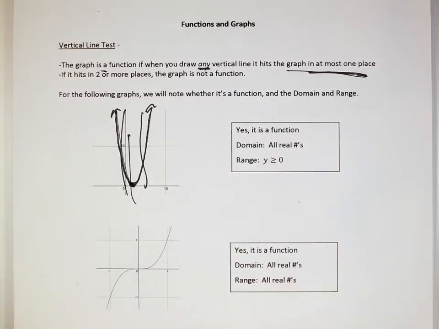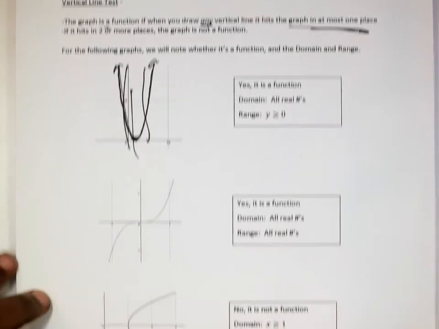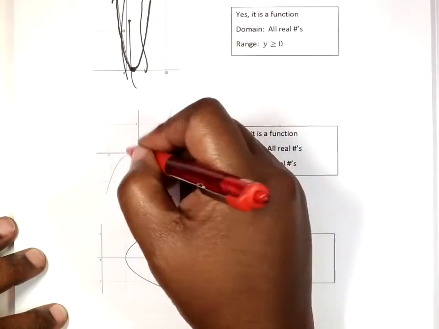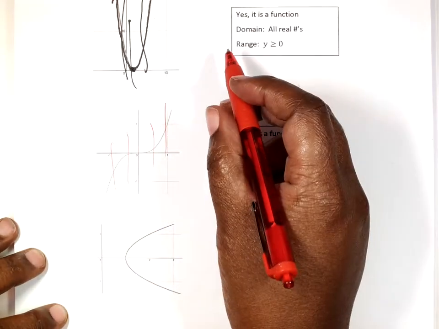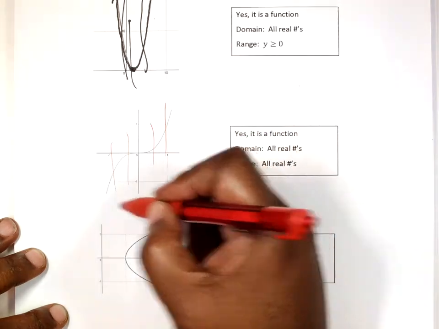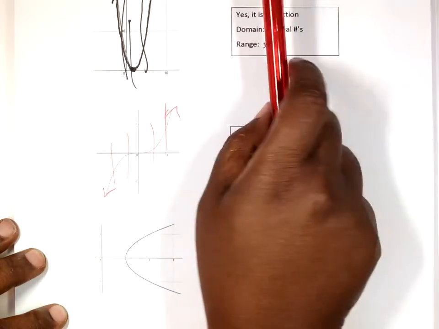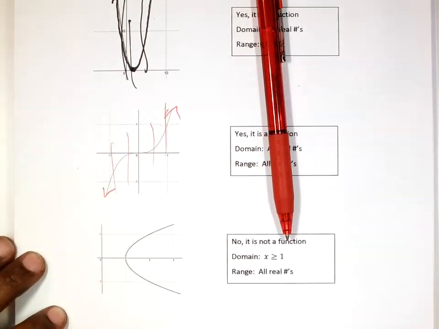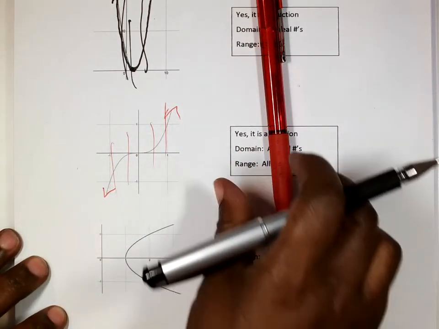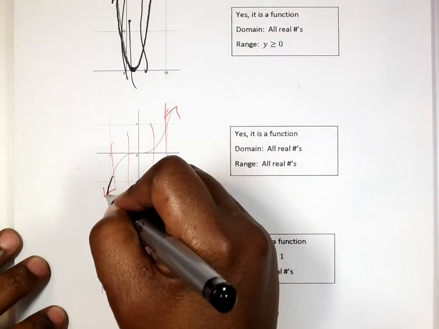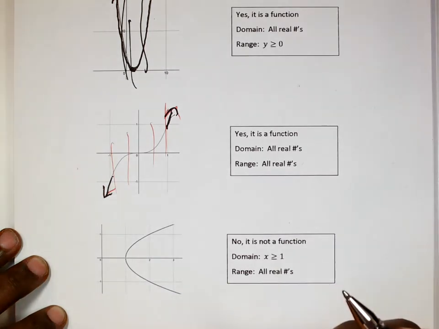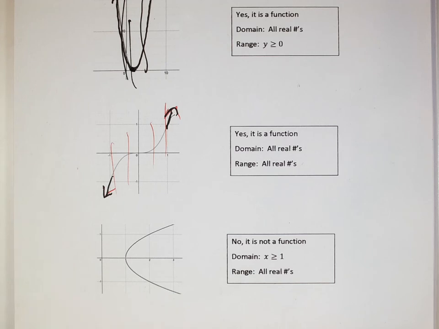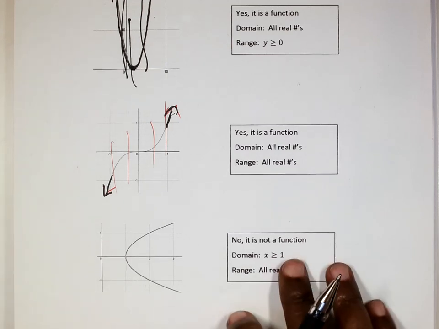Let me use a different color so I don't make my graph so messy. The second one, again, if I draw any vertical line at all, it's only going to hit it in one place. So it is a function. The domain, again, these have arrows. They just keep going. Unless there's a hard circle, we assume that they keep going. So the domain is all real numbers. And the range, this time the y keeps shooting down there and it keeps going up here. It goes on forever. So the range is also all real numbers. All right, and then this next one.